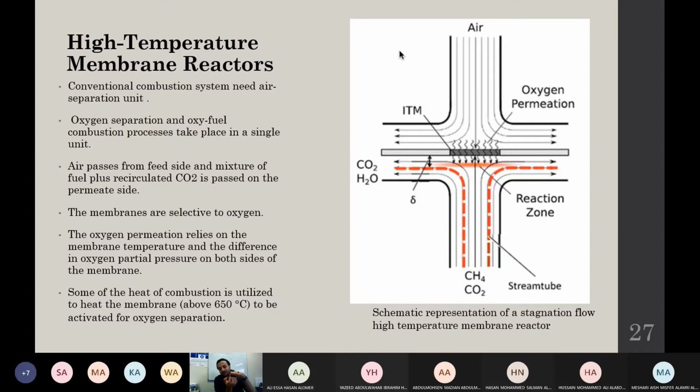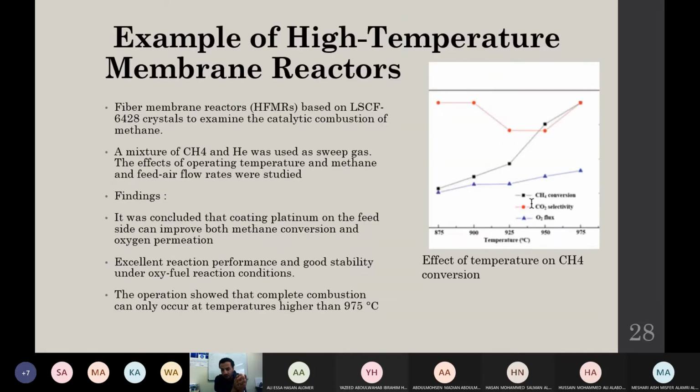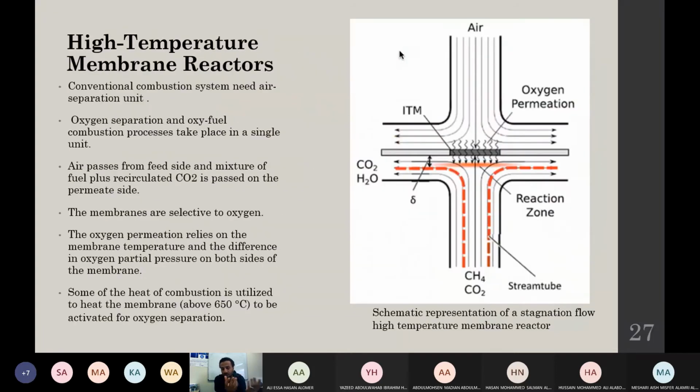So it can take part of the heat released due to combustion to be activated for oxygen separation. This kind of design, first of all, is compact and combines both processes together, oxygen separation and oxy-combustion. It may also save part of the energy used in the oxygen separation process, because here the membrane can be activated by part of the heat of the combustion, and it reduces the heat losses within the system.